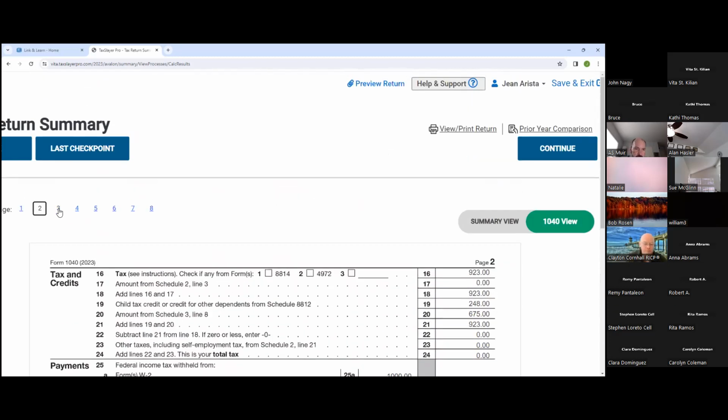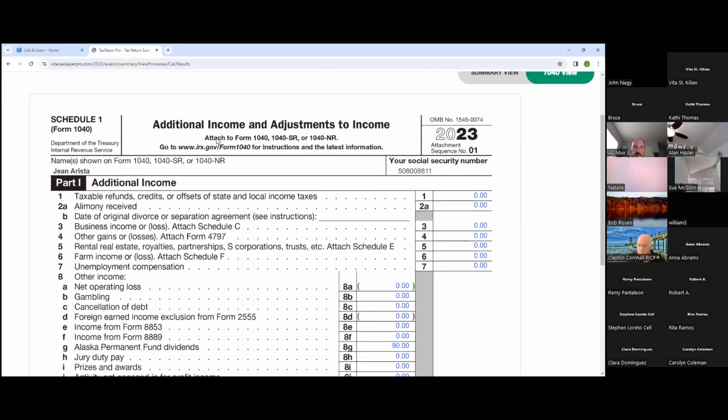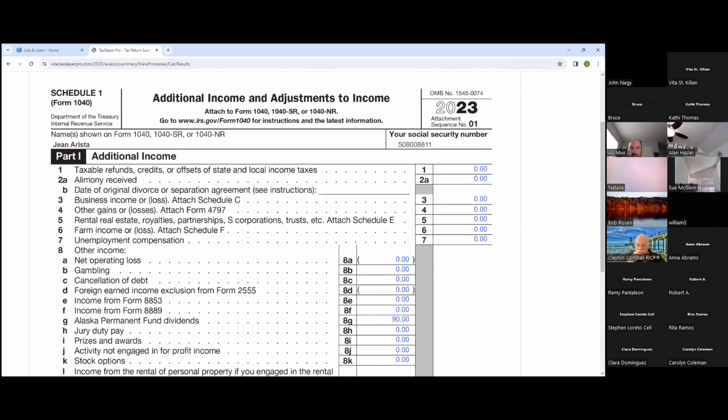Then we're going to go to page 3. And page 3 has a Schedule 1. Page 1 of the Schedule 1 is additional income. Page 2 are adjustments to income. And so you can see there's a laundry list. A lot of times we'll have the Schedule C as in Charlie. You'll have that net income populated here.